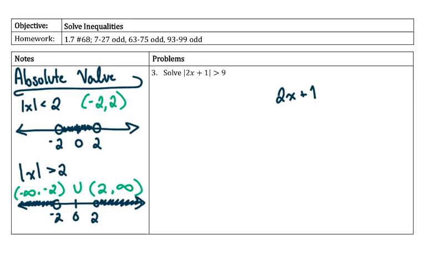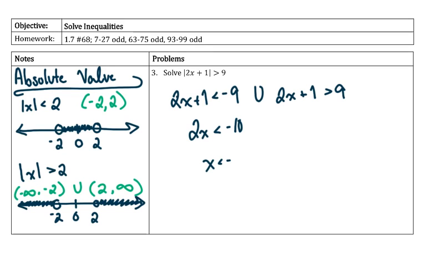So what we're going to do then is separate it into a union problem, where 2x plus 1 is greater than 9, and that's this side of the number line. And we also end up with less than negative 9 here. So then in this case, 2x plus 1 is less than negative 9, and that'll be the union of the negative infinity side and the positive infinity side. And we'll solve them separately. Here we subtract 1 from both sides, so 2x is less than negative 10. So then x is less than negative 5.